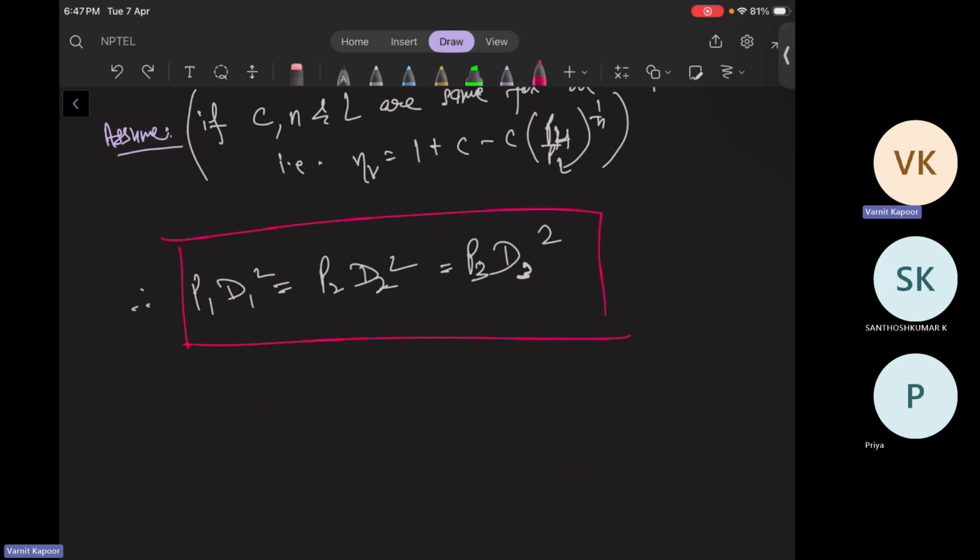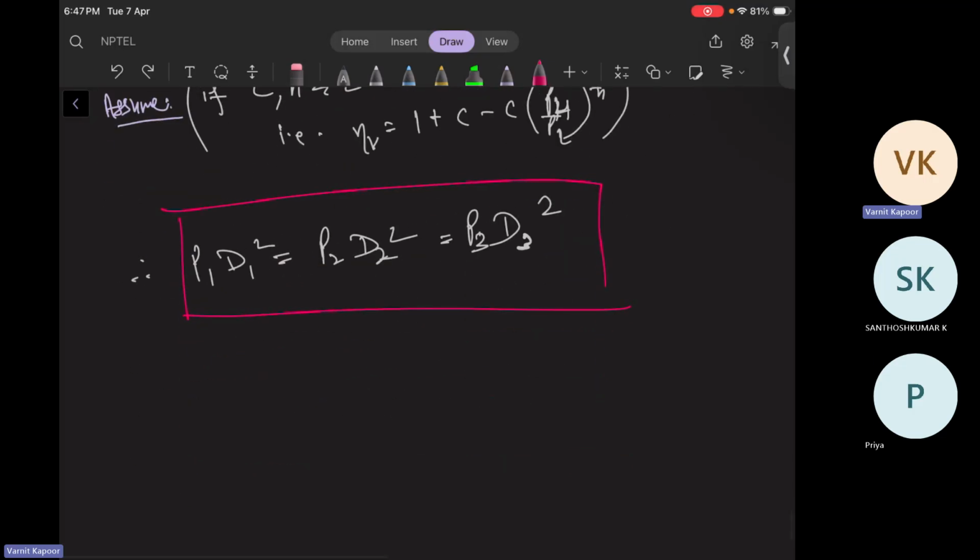All right. I hope this is pretty much clear. Now we are done with the multi-staging and the free air delivery concept in it. Now let's proceed to some numericals, good numericals. I'll give you a few questions and then we will proceed to rotary compressors. We will finish up with the reciprocating part.